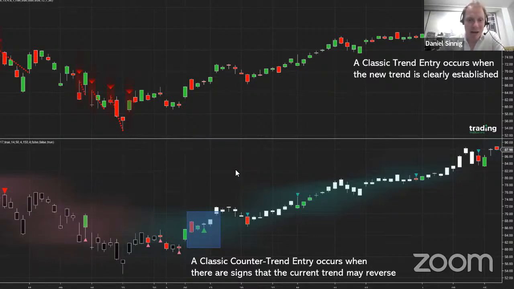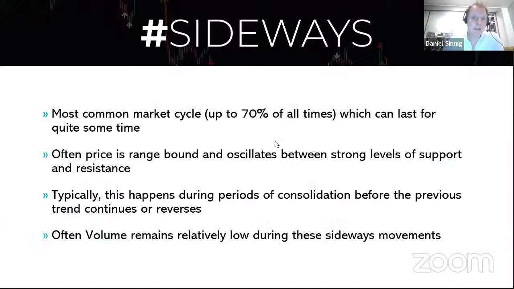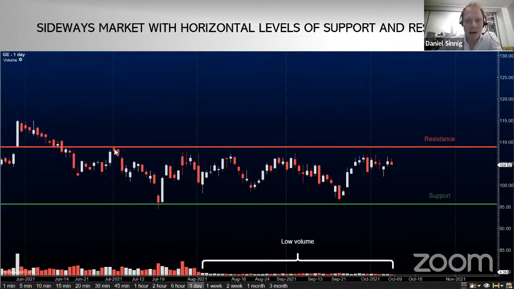Okay, so we need to discuss one more market condition, which is the sideways market. In fact, it's the most common market condition. Statistics show that about 70% of the time, the market is in some form of sideways consolidation. In a sideways market, price action is typically bound by levels of support to the lower side and resistance to the upside, while volume, as you can see here, is relatively low. This happens all the time. After a strong move, the market might fall into such a sideways consolidation.